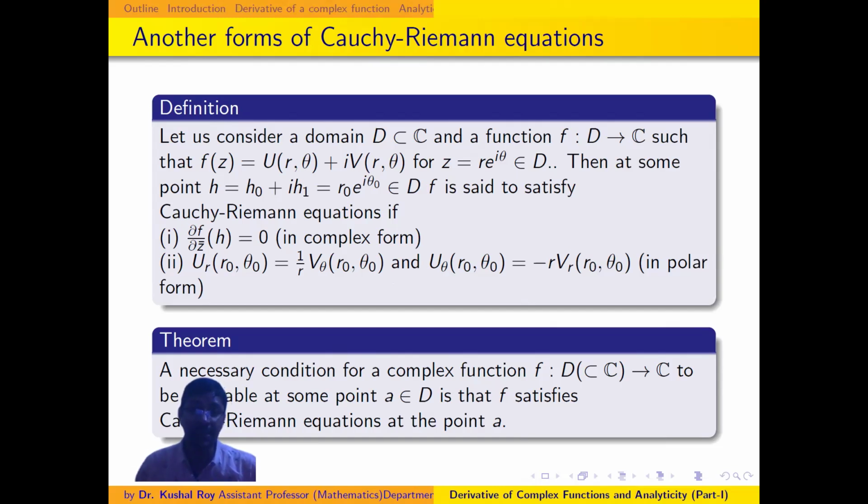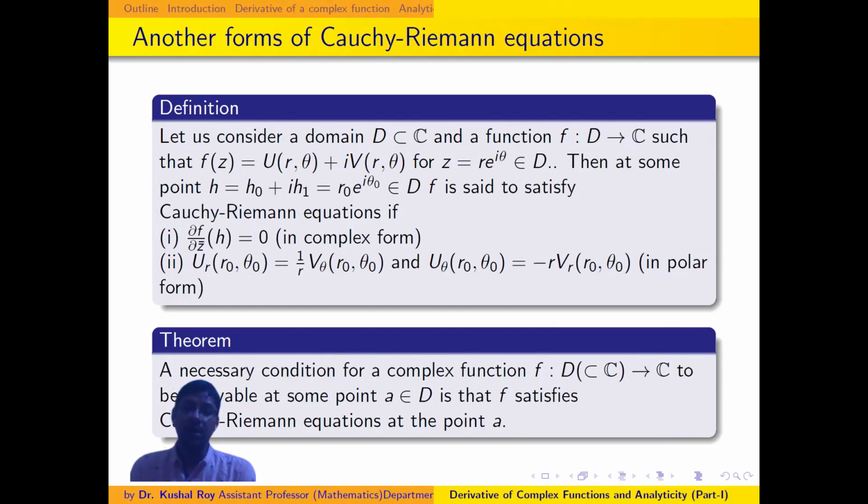It is the complex form of the Cauchy-Riemann equation, and u_r at (r0, theta0), where u_r means the partial derivative of u with respect to r, is 1 by r times the partial derivative of v with respect to theta at (r0, theta0). And similarly, the partial derivative of u with respect to theta at (r0, theta0) is equal to minus r times the partial derivative of v with respect to r at (r0, theta0). This is the polar form.